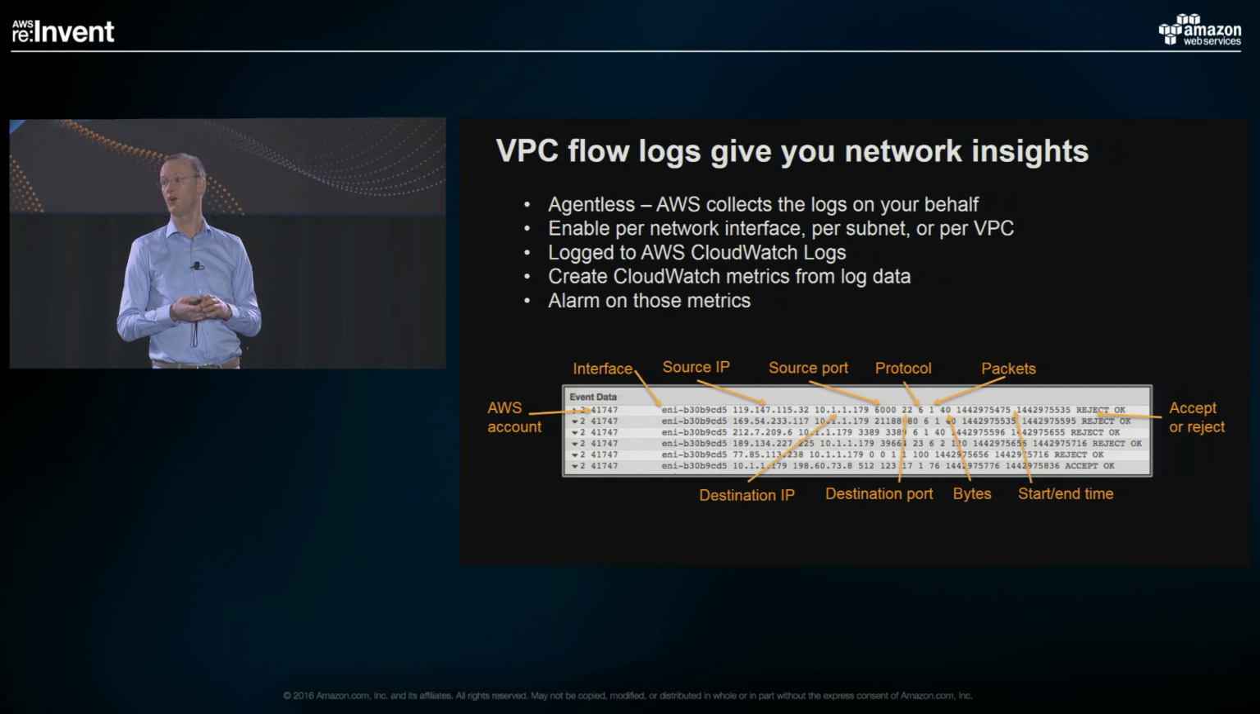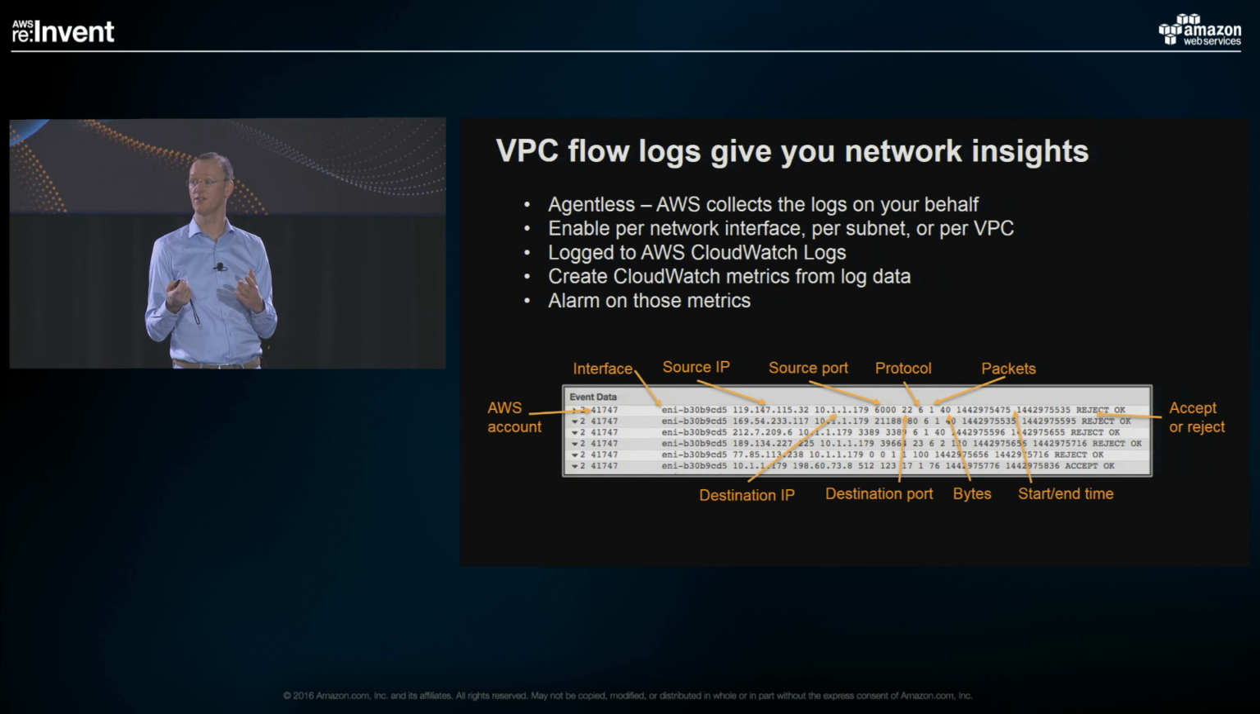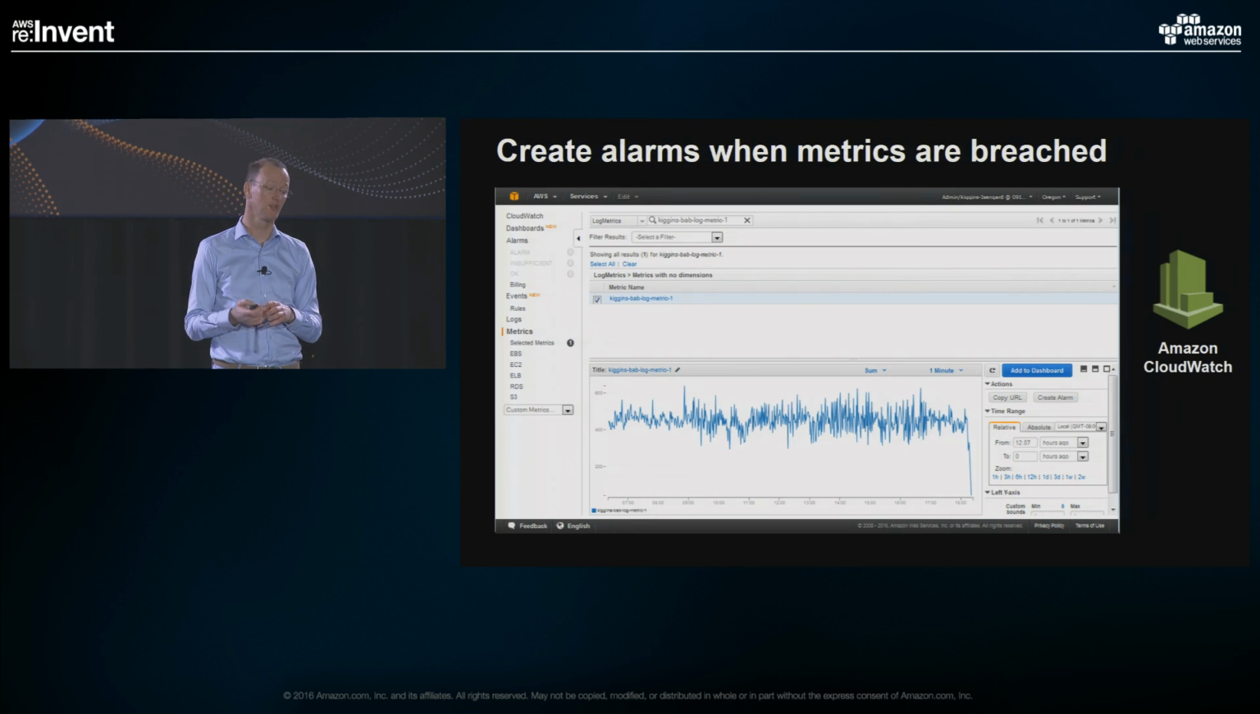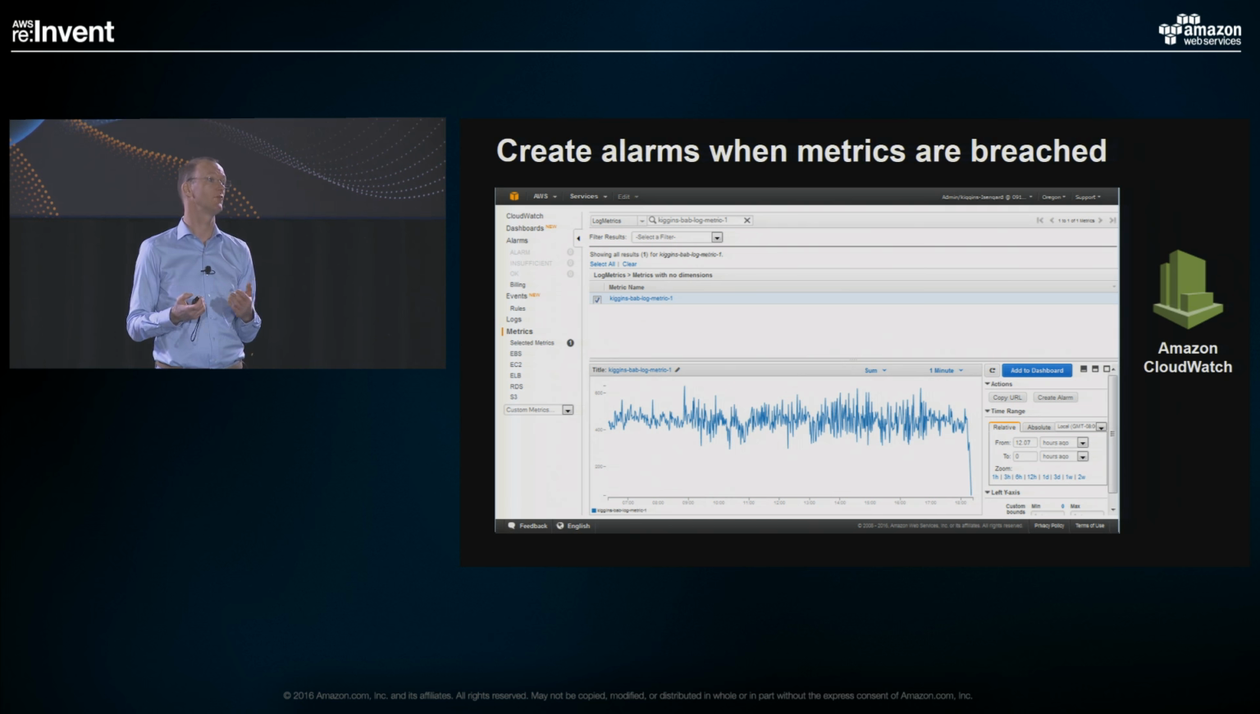And you can use VPC Flow Logs. Logs are being centralized, and you can use them to generate alarms. For example, you can create an alarm when an instance is having an excess amount of traffic on it.